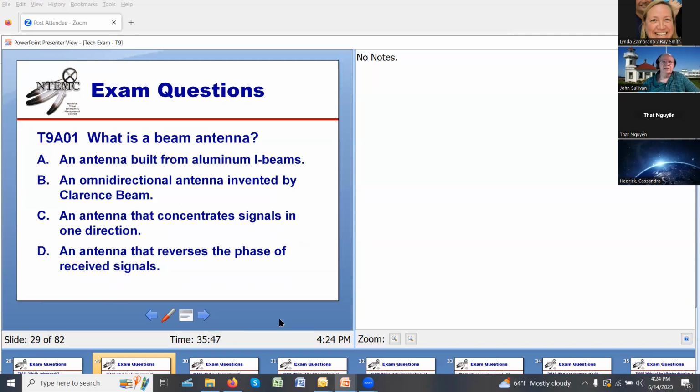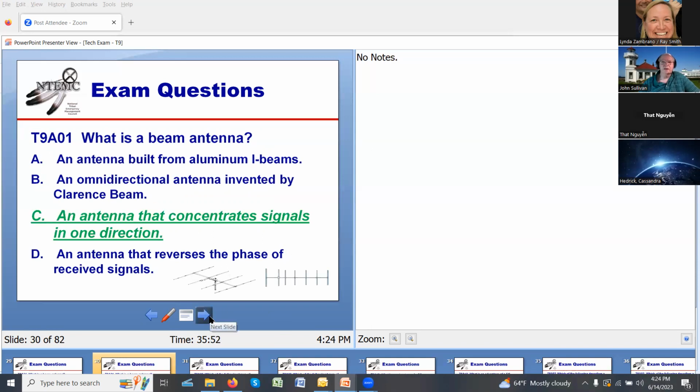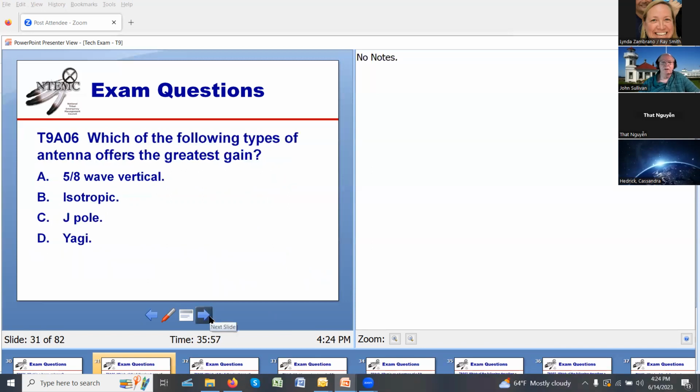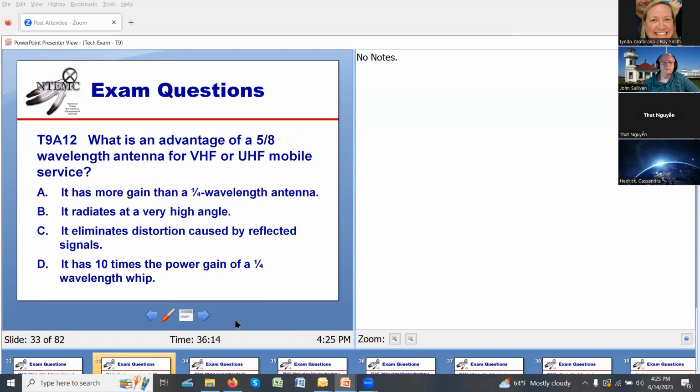What is a beam antenna? It's not built from I-beams. It is an antenna that concentrates signals in one direction. Okay. Which of the following types of antennas offers the greatest gain? What have we just been talking about to produce gain? We've been talking about a Yagi antenna. Yagis produce gain. They're directional in one direction.